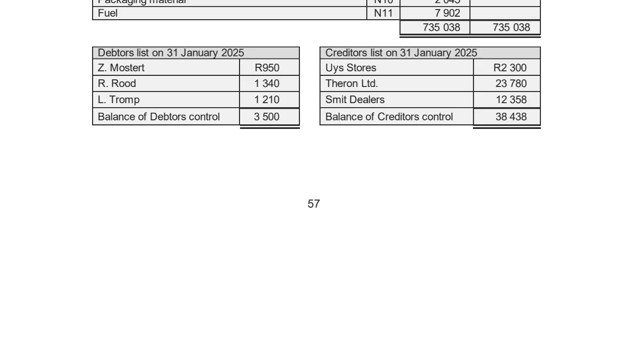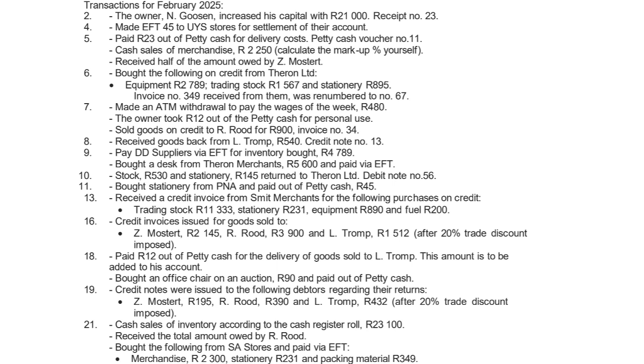More additional information given is my debtors list and my creditors list. So this balance of 3,500 will be my opening balance for the debtors control ledger account, and this balance of 38,438 will be my opening balance of my creditors control ledger account in my general ledger. Let's read through the transactions for February 2025.